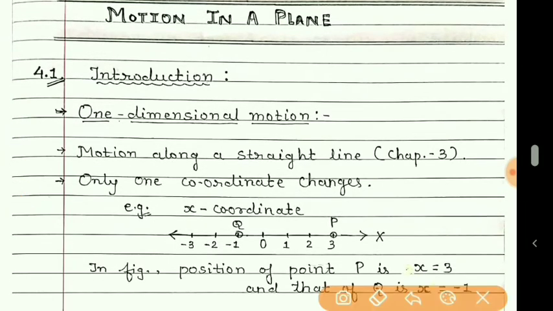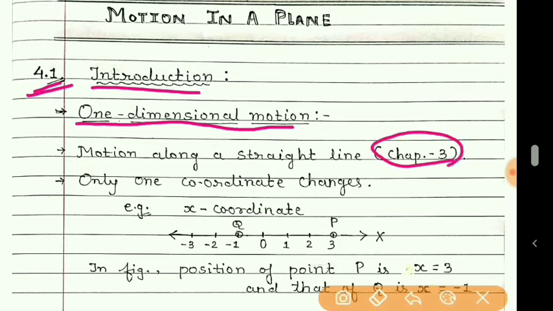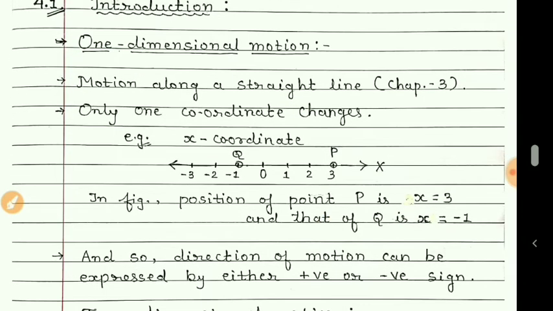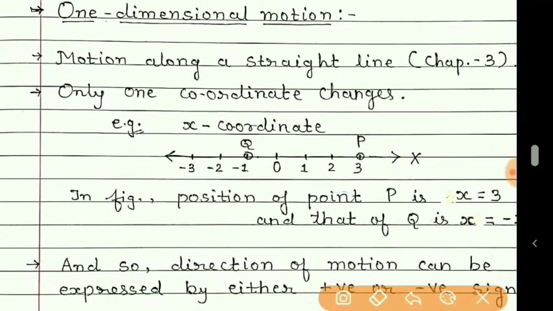Now, introduction part, topic number 4.1, one-dimensional motion. Students, we have studied one-dimensional motion in chapter number 3. If the object is moving along a straight line, we call that motion one-dimensional motion. Now, when the object is moving on a straight line, only one coordinate changes. That is, the position of the object can be represented by one dimension only.